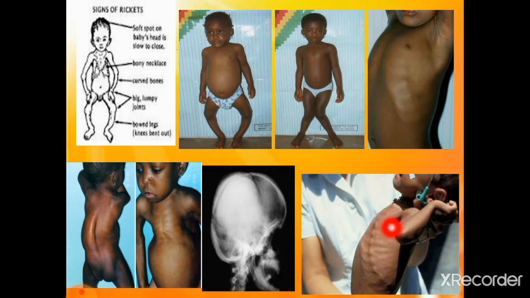Rosary rickets: on the tip of the ribs there are bead like protrusions, and that is called rosary rickets. Then there is protrusion in the frontal bone. You can see the x-ray of the skull where there is protrusion, frontal bossing. Then pigeon chest, the chest will be protruded.